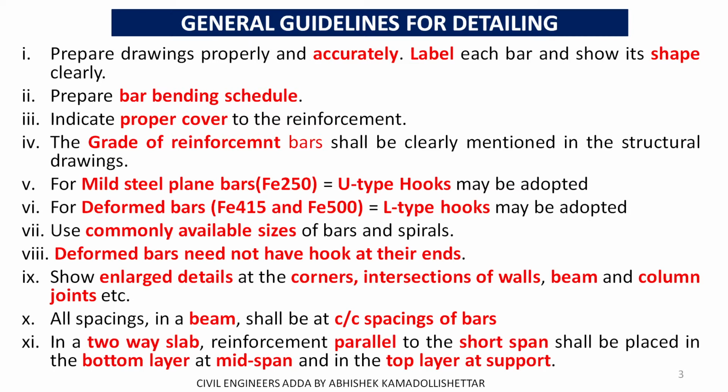In two-way slab, that is Ly by Lx less than 2, reinforcement parallel to the short span shall be placed in the bottom layer at mid span and in the top layer at support. What it means is that the reinforcement parallel to the short span should be placed at the bottom layer at mid span, and in the top layer at the support, meaning alternately you have to make it as a bent up.